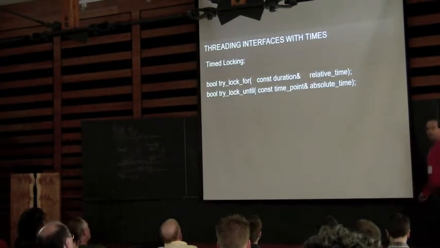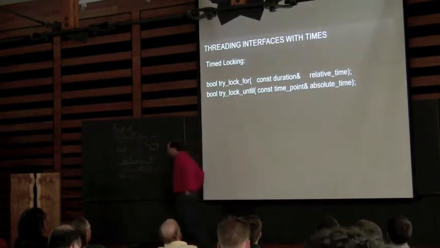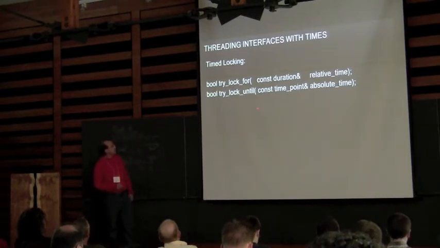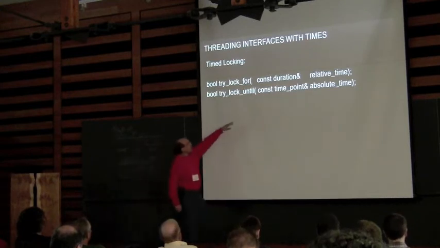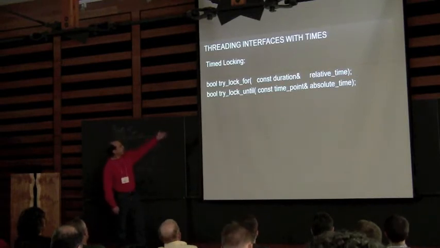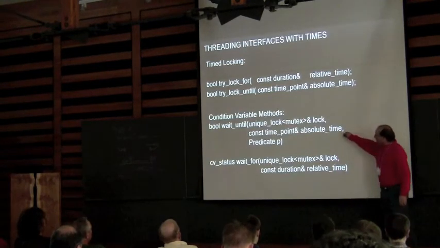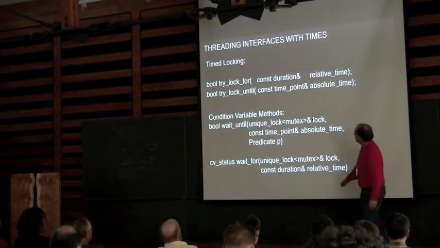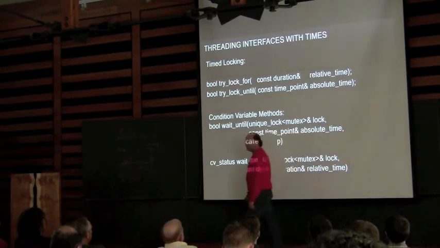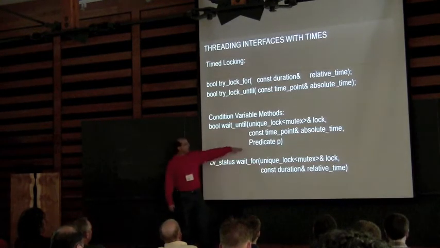Okay, so why did we do chrono? We did chrono because we needed to have timing interfaces for threads. And we really wanted to have something that was nice and elegant. So here's an example of time blocking. You'll see that there's basically two signatures. You've got a time point, an absolute time, and a duration, a relative time. So try lock for, try lock until. Very simple, very elegant. Same thing with condition variables. You've got a wait until with an absolute time, and you've got a wait for with a relative time. This allows you to do exactly what makes sense for your application. Is it wait for 10 seconds, or is it wait until a certain time?